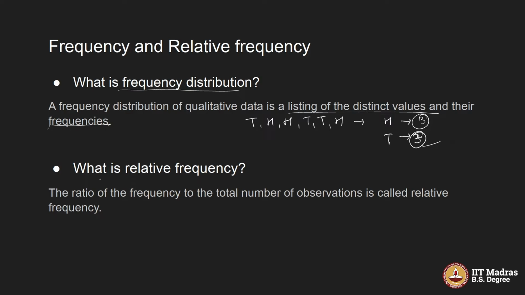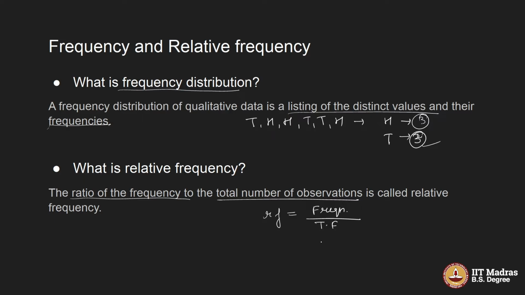Now, what is relative frequency? The ratio of the frequency to the total number of observations is called relative frequency. By the mathematical equation, we can say relative frequency is equal to the frequency divided by the total number of frequencies of that observation.